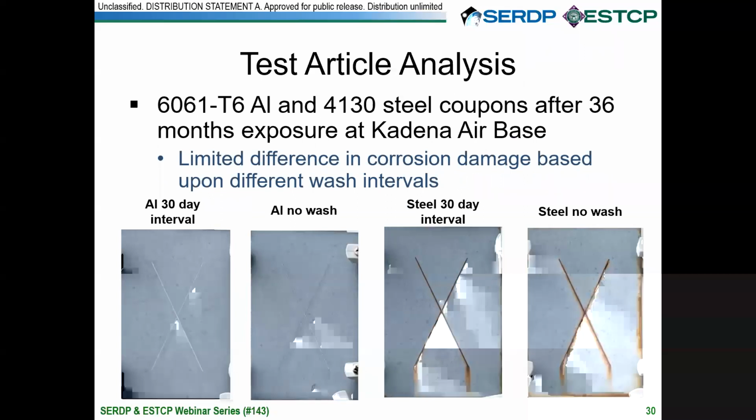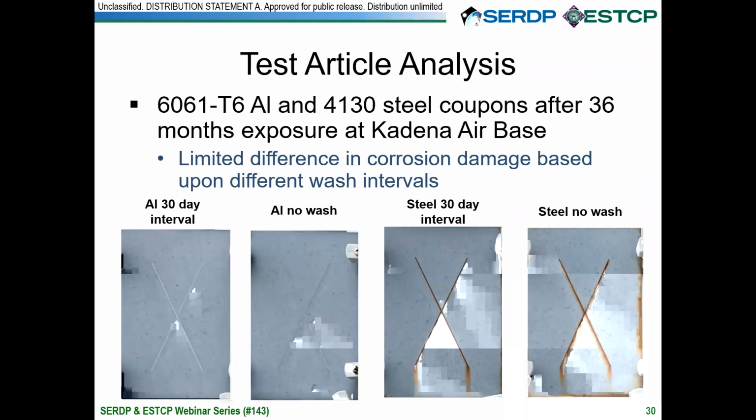So a little bit on the test articles, the results that we're looking at so far. These particular panels are the 6061 and 4130 coupons after 3 years at Kadena. And we would have actually expected to see a little bit more damage, but this is actually where we're at right now. So little limited difference in corrosion damage based on the different wash intervals.